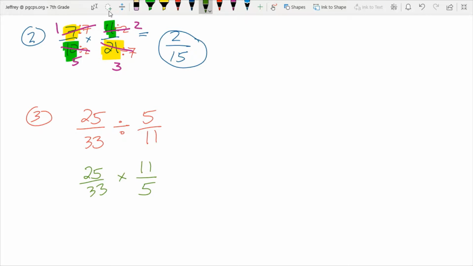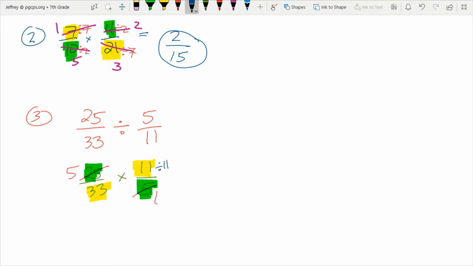Now, let's reduce. What number can you evenly divide into 25 and 5? And you know it's 5. So 5 divided by 5 is 1. 25 divided by 5 is 5. See how easy that is? Now, the other one, I forgot to highlight that. So this is going to be the green one. And then this should be the yellow one. There you go. So what number can you evenly divide into 11 and 33? And we know it is 11.